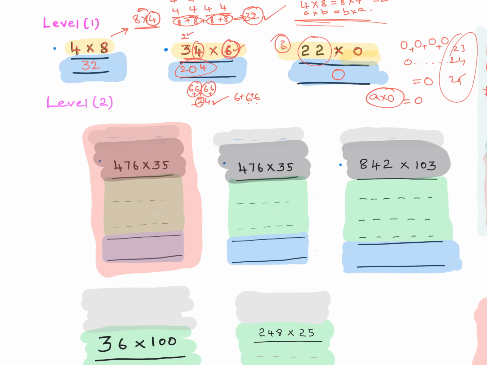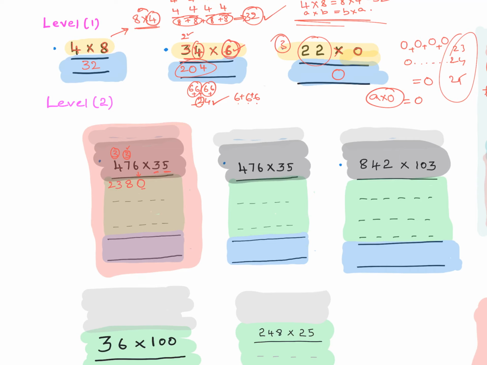Coming to level 2 problems. First problem, 476 into 35. So let us start with this end. 5 sixes are 30. The first number, 0, is written here and the 3 is carried over. Next, 5 sevens, that is 35. 35 plus 3 is 38. So the 3 over here and 8 over here. And then 5 fours, 20 plus 3, 23.